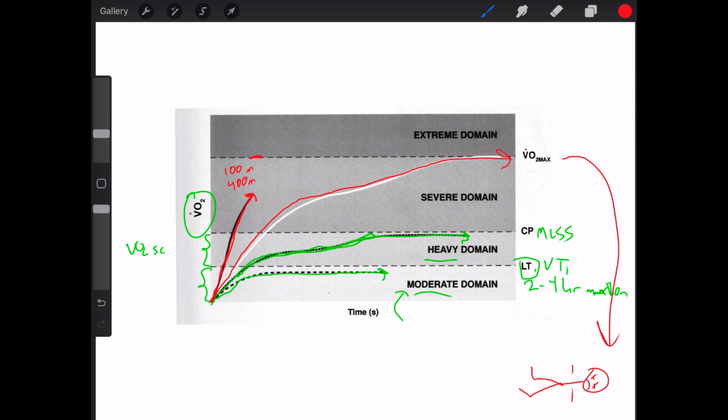If you are not going to go crazy and go this far and crash before you can finish your race, if you're basically wanting to race in this graph here, this is basically your 1 mile race going all out.